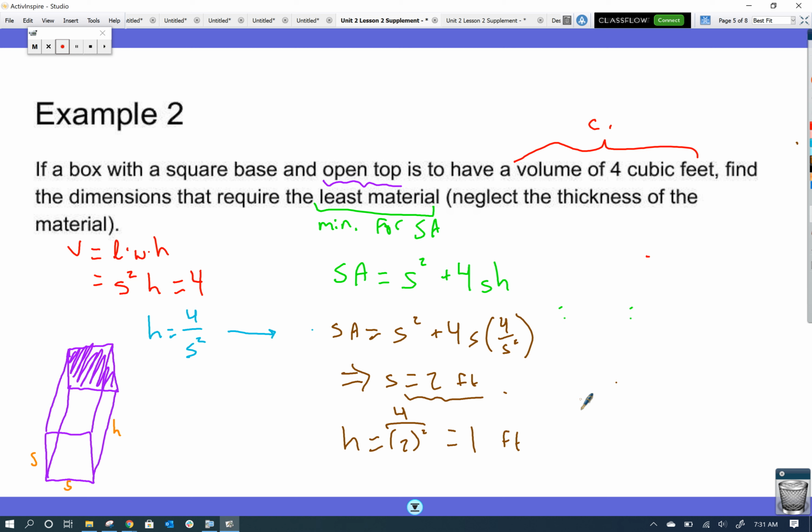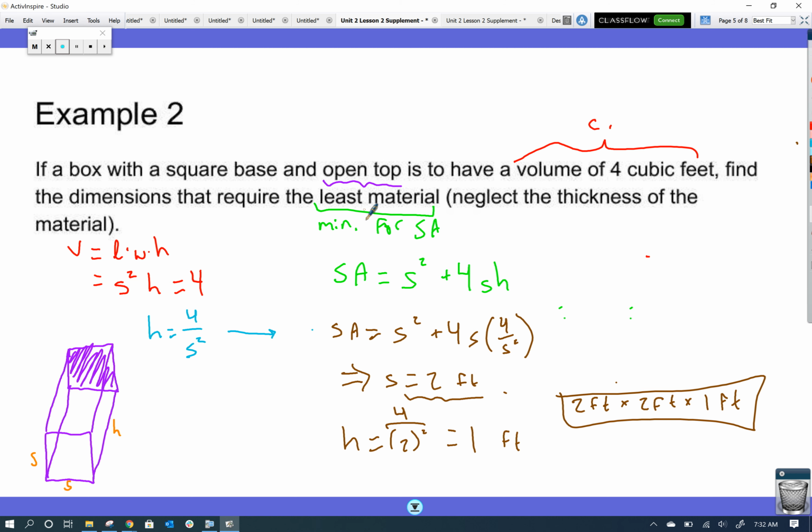All right, so let's put it all together. What are the dimensions? The dimensions are 2 feet by 2 feet by 1 foot. These are our dimensions. Dimensions are all of the measurements that make up your box. So a 2 foot by 2 foot by 1 foot box. That gave us the least amount of material. Would you look at that?